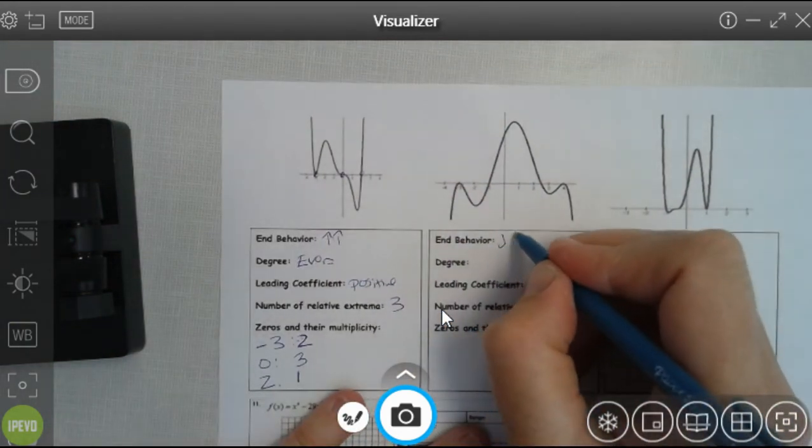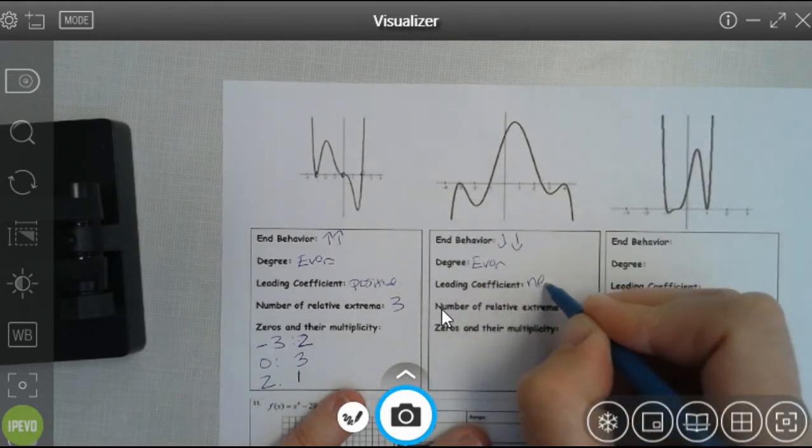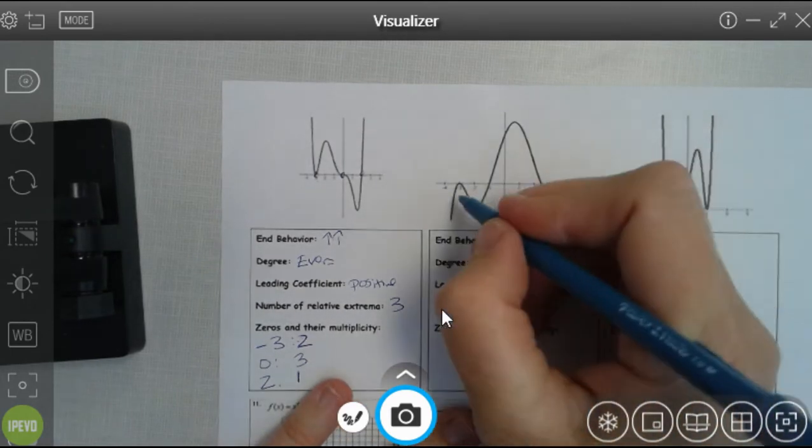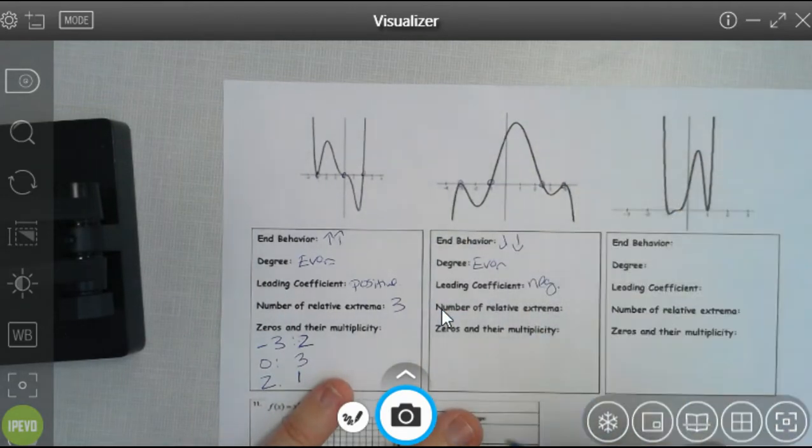So this end behavior is down, down, which means it has to be an even function, and the coefficient had to be negative. Extremas, we have 1, 2, 3, 4.